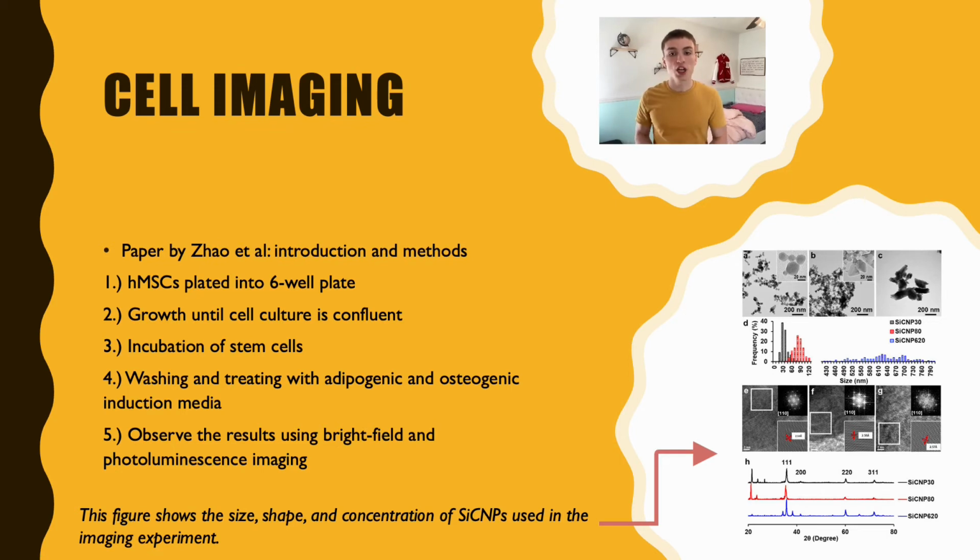The morphology changes were also recorded with bright field and photoluminescence imaging. So in this method of imaging, we use light energy to stimulate the emission of photons from the labeled cells, and we collect that data and we can graph it or use it in images, which we'll see in the next slides.